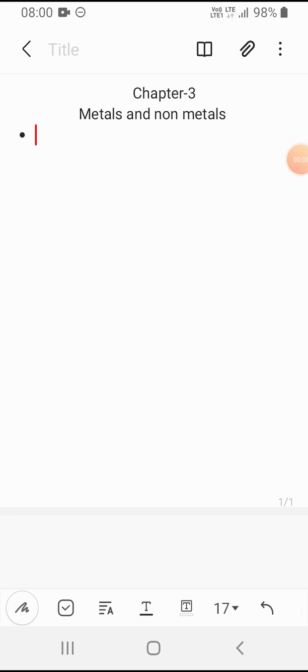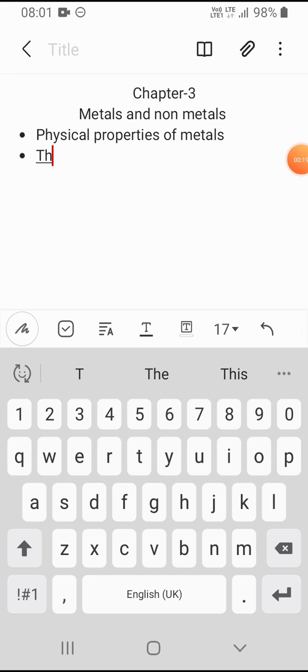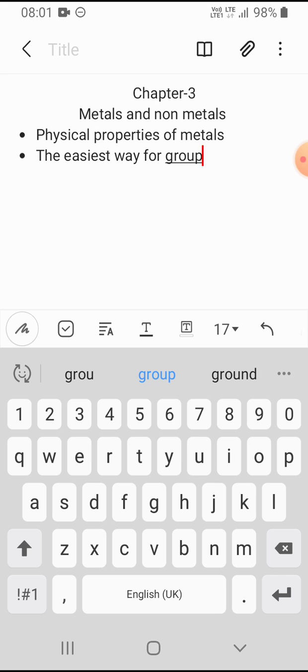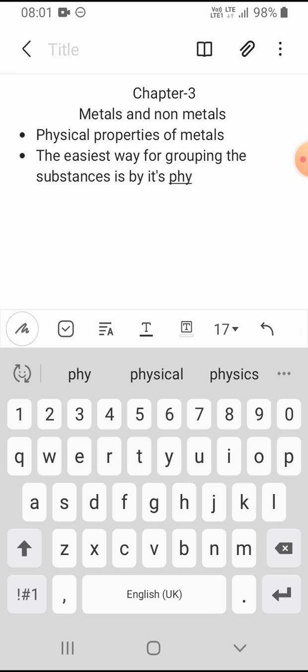Today I'm going to explain our 10th standard science chapter 3, metals and non-metals. First, let's talk about the physical properties of metals. The easiest way to group substances is by their physical properties.